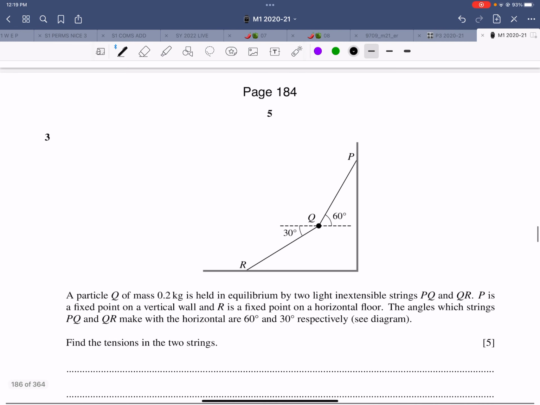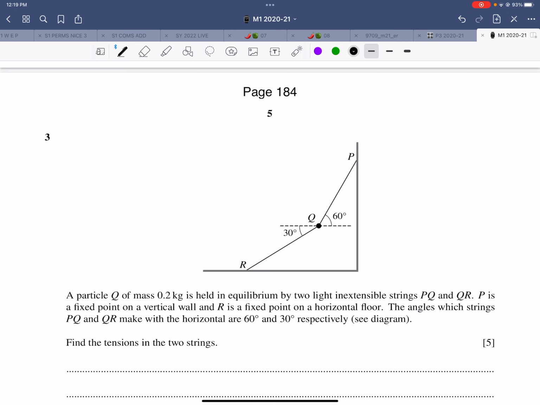Let's move to the third question. Now in the third question, it says a particle of mass 0.2 kg is held at equilibrium by 2 light inextensible strings such and such. P is a fixed point on the vertical wall, R is a fixed point on the horizontal floor. The angles which the strings make are such and such respectively. Find the tension in the 2 strings.